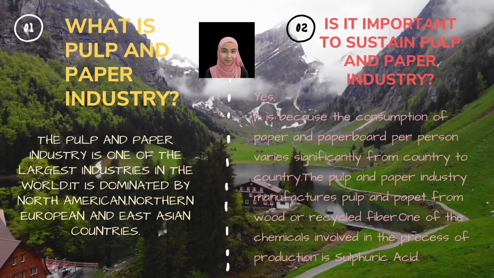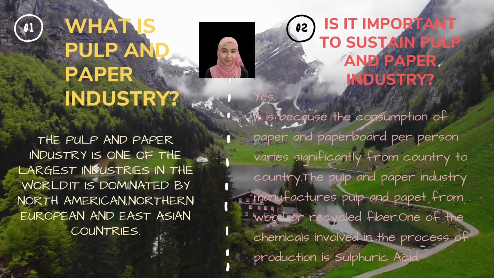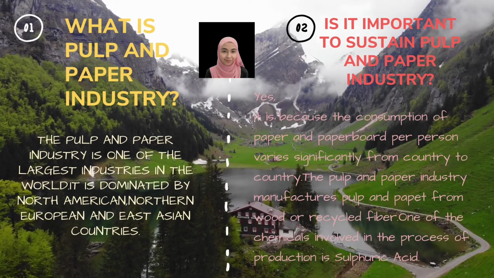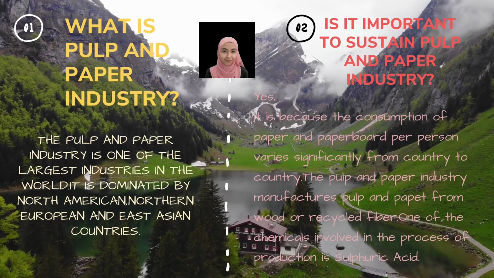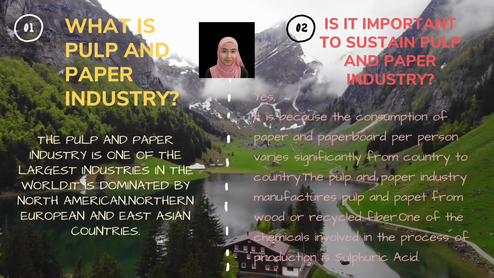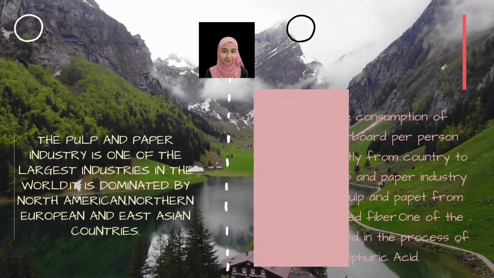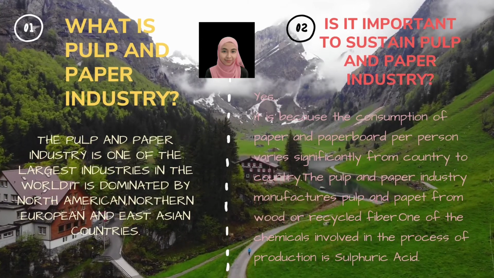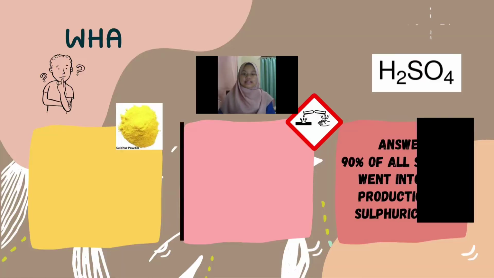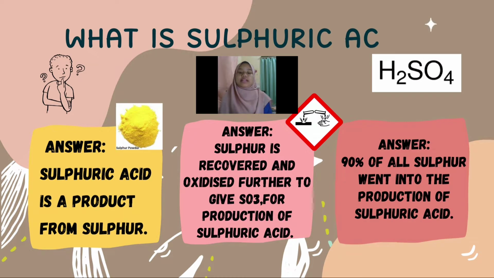The pulp and paper industry manufactures pulp and paper from wood or recycled fiber. One of the chemicals involved in the process of production is sulfuric acid. Azra, can you tell me what is sulfuric acid? Let me tell you what sulfuric acid is.